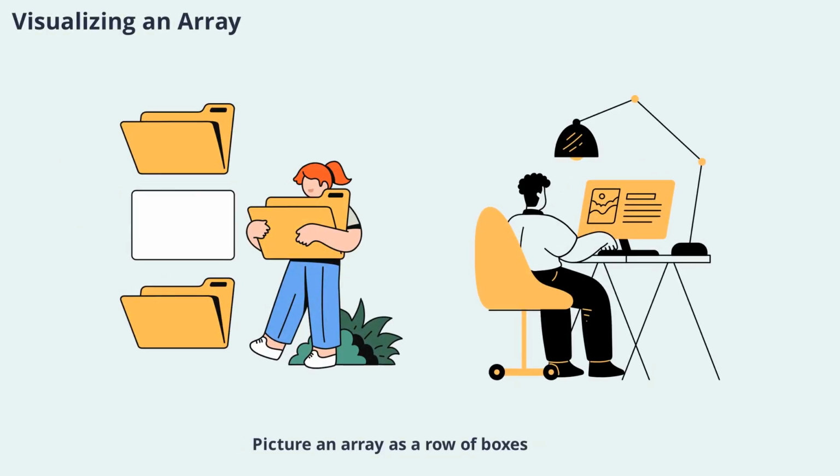Picture an array as a row of boxes, each labeled with a number starting from 0. For example, if you have int a = new int[10], you get 10 boxes: a[0], a[1], up to a[9]. You can store values like 12, 22, 33, and so on in each box. The index inside the brackets helps you identify and access each value quickly and efficiently.